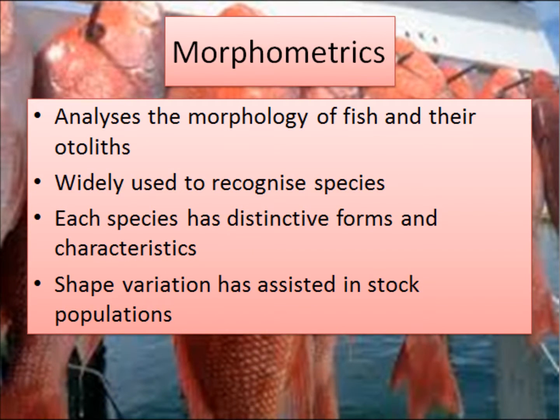So morphometrics has been used as a tool to analyze the morphology of fish otoliths, widely used as it recognizes that each species' otolith has a distinct form and characteristics seen within the same species. Therefore, morphometrics is commonly used within studies to determine geographic regions between various substocks of fish species. The variation of shape among otoliths has assisted in distinguishing similarities and differences between species stock populations.